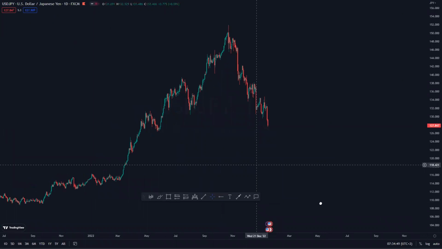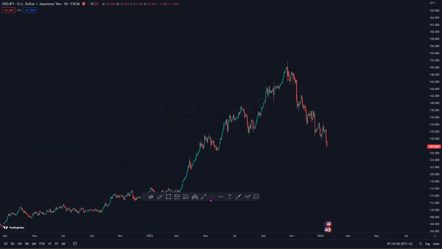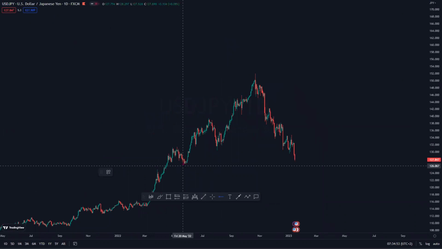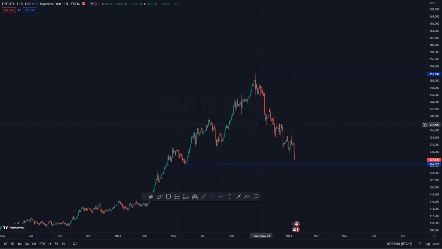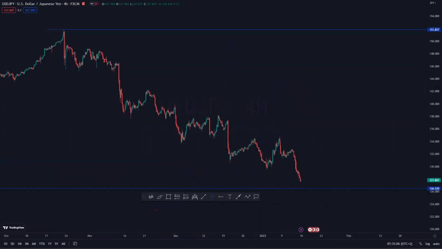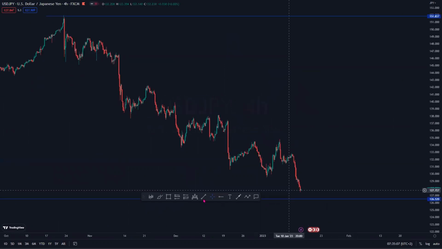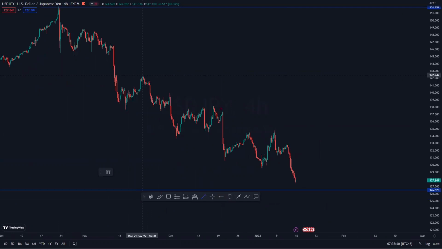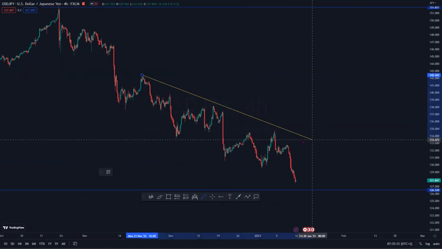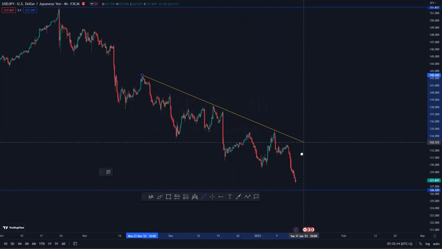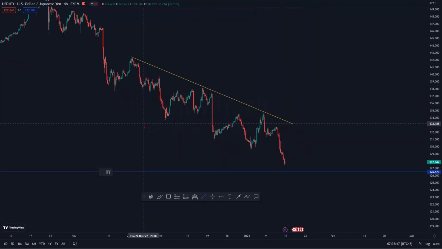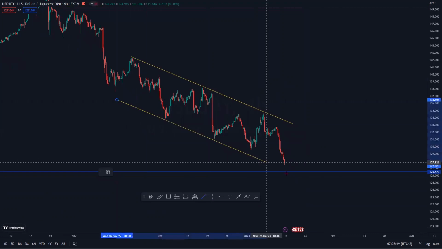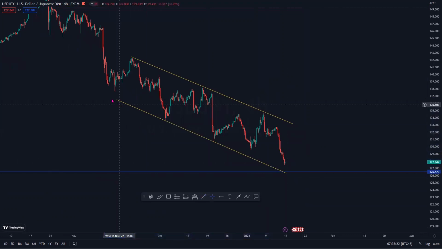So this is USD JPY, the daily time frame. This is our lowest low and this is our highest high. So let's go to 4 hour. Let's go to 4 hour. So on 4 hour, let's see what we find. The main thing is for us not to force anything or to force some patterns.